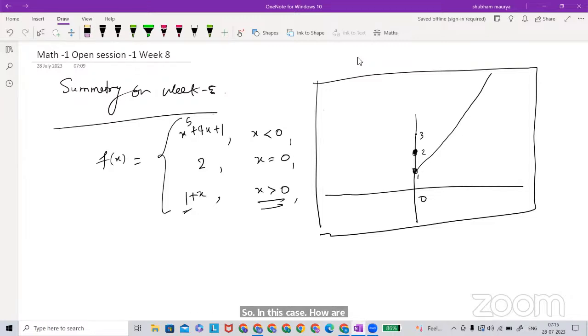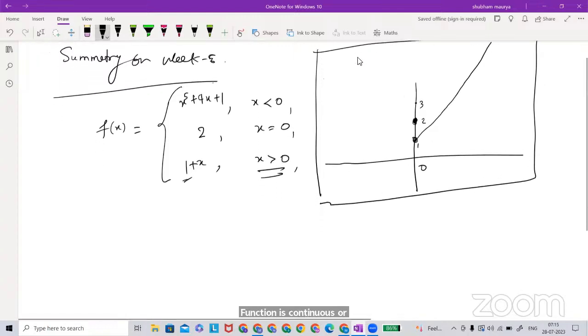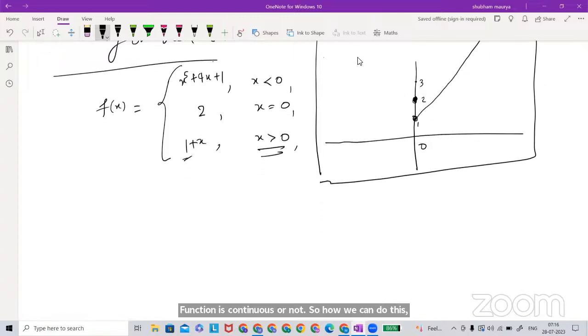So let me erase it here. Now this side is not a line, this side is a polynomial. We don't know how it looks, but the problem is this, this is 5 here. Is this function continuous or not? So how can we do this? How will we solve it? If it is differentiable, then it is continuous. Differentiability is a more sufficient condition to check continuity.